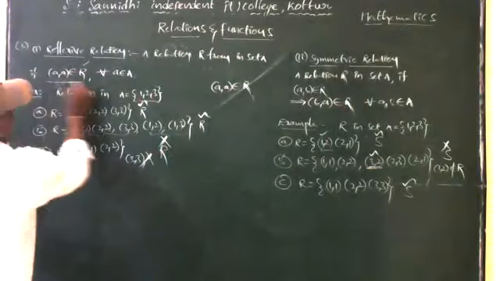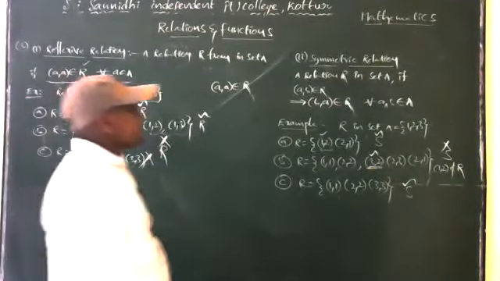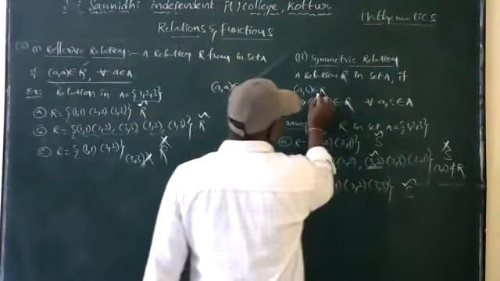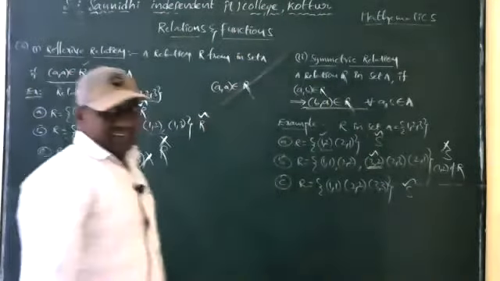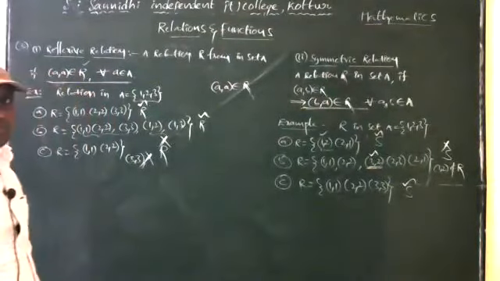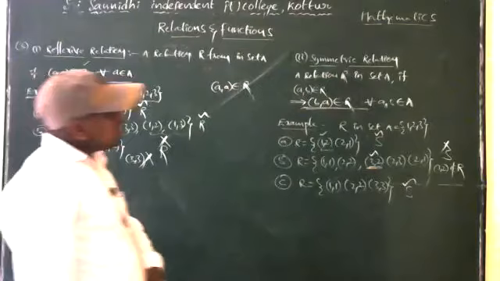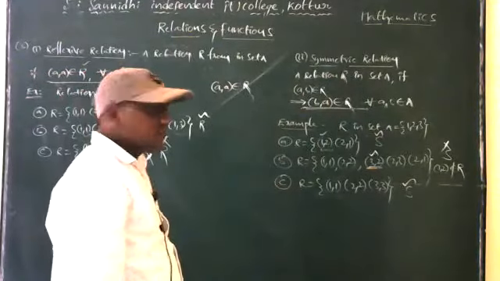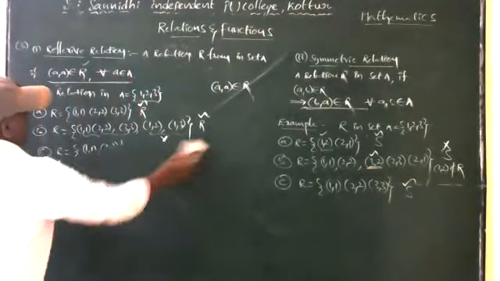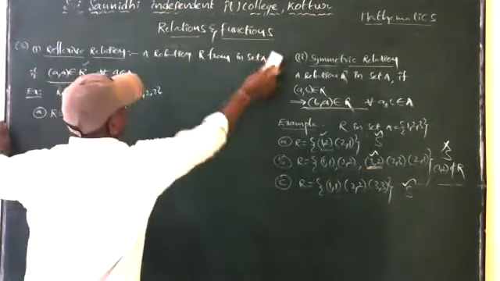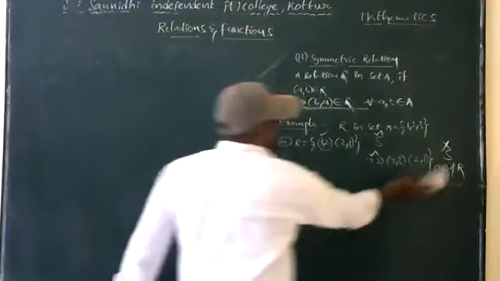Reflexive means a comma a belongs to capital R for all small a belongs to capital A. For symmetric, if a comma b belongs to the relation, then b comma a also belongs to the relation capital R. Clear? So remember these two conditions. a comma b belongs to R, b comma a also belongs to the relation. That is called the symmetric relation. Then the third one is the transitive relation. Very, very important and interesting condition. Transitive relation.